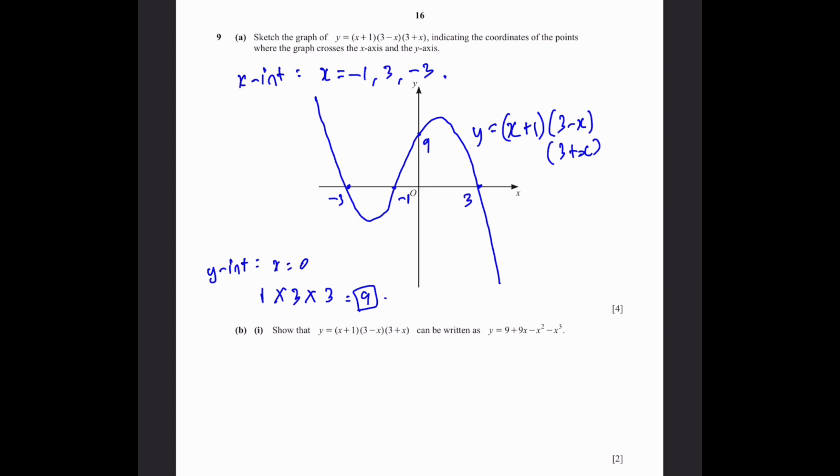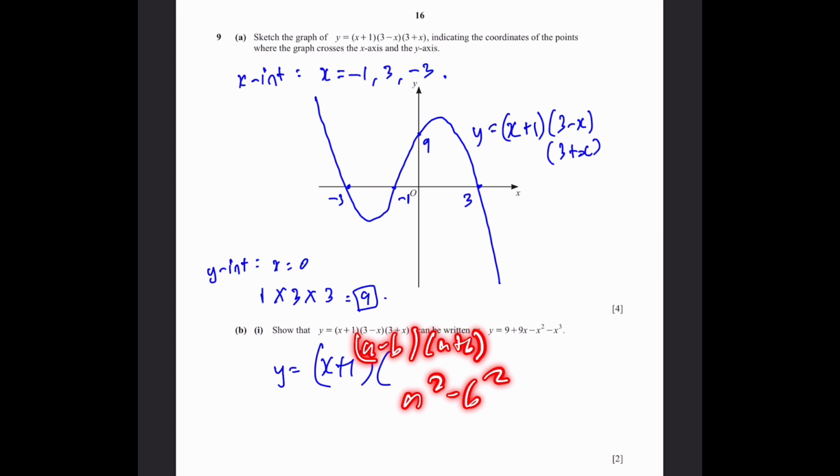Show that y equals x plus 1 times 3 minus x times 3 plus x can be written as y equals 9 plus 9x minus x squared minus x cubed. Well, this is a simplification question. So we can just say that y is equal to x plus 1 times the difference of squares, right? So 3 minus x times 3 plus x is in the form of a minus b times a plus b, and therefore we can write this as a squared minus b squared. And in this case, a is 3, so 3 squared is 9, minus b squared, which is x squared.